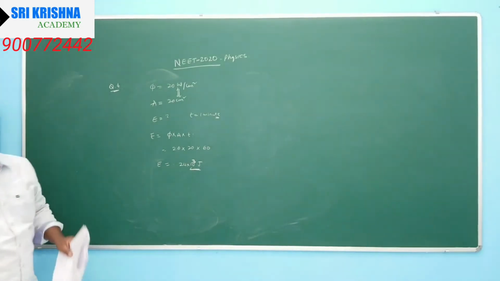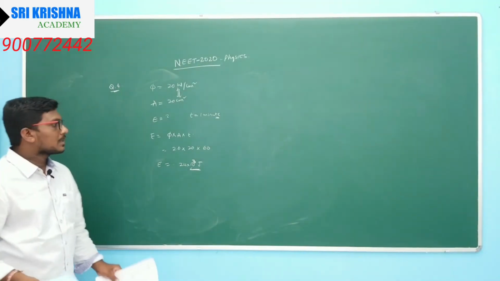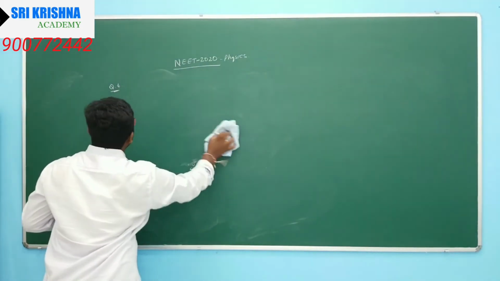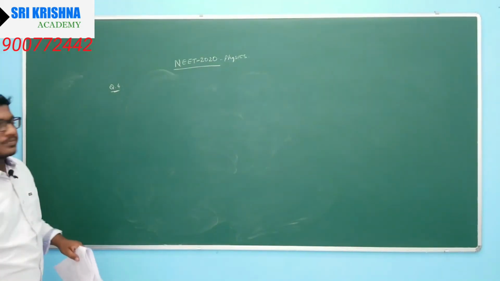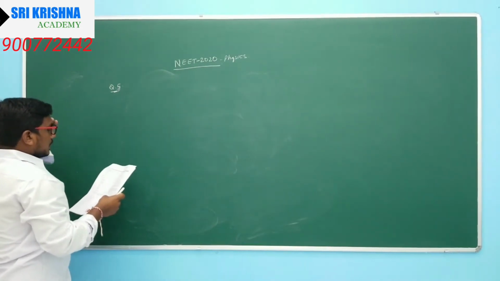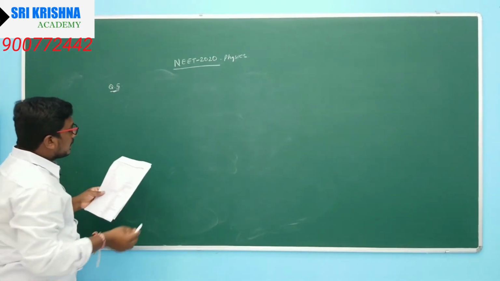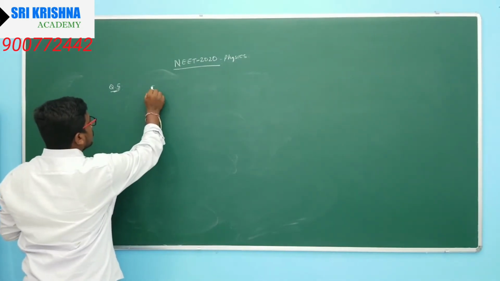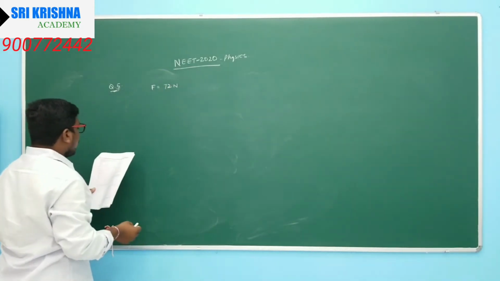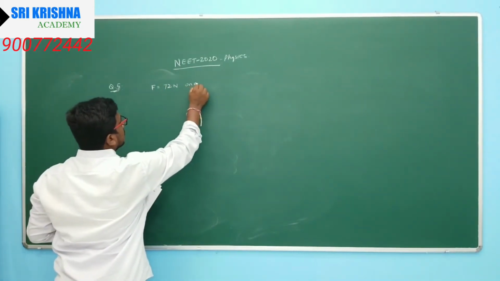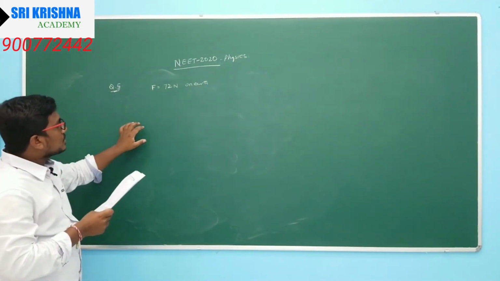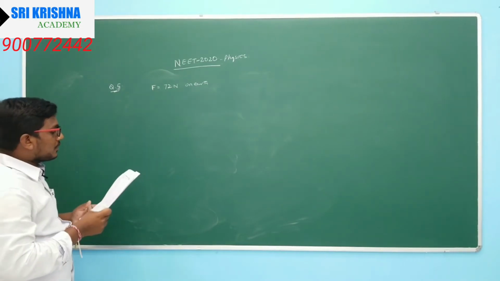Next question. It is asking that a body weighs 72 newtons on the surface of the earth. So there is a body and it is weighing 72 newtons on earth. He is asking us to find the gravitational force on it at a height equal to half of the radius of the earth.